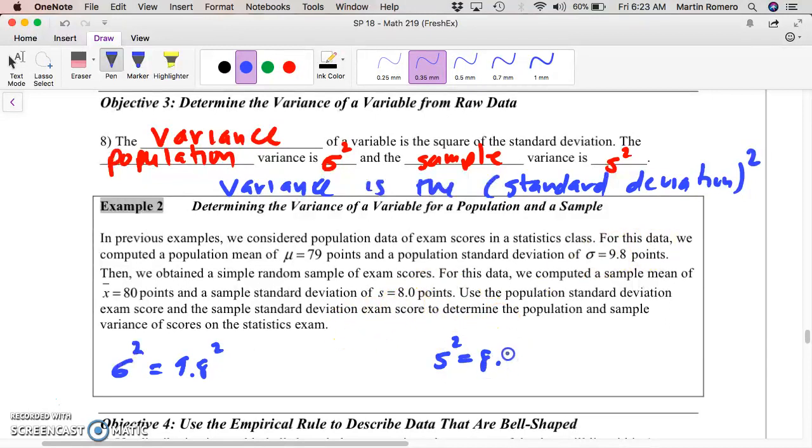Yeah, it's that simple. It's going to be 8 squared. So that would be 64. And I don't have a calculator in front of me. So 9.8 squared, I'll let you check that out. Okay, so that's for review of standard deviation and variance.